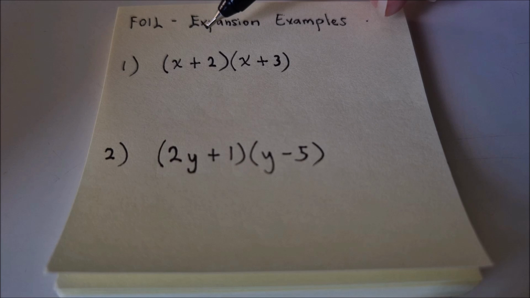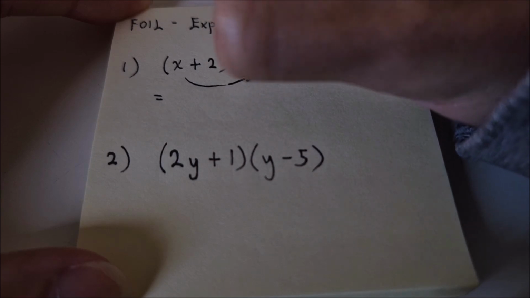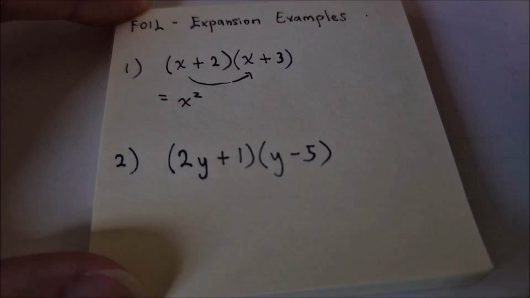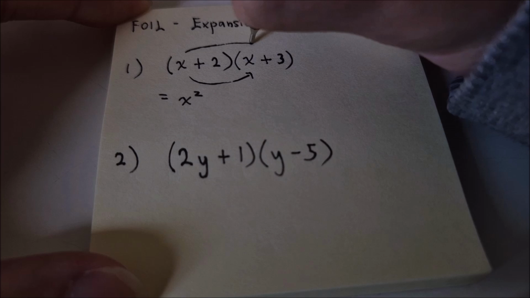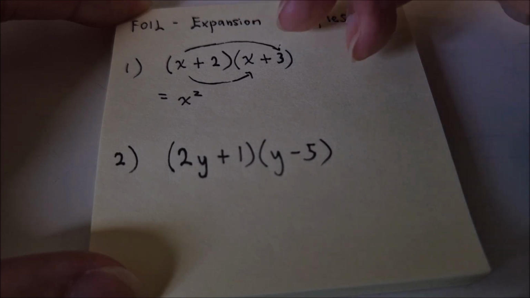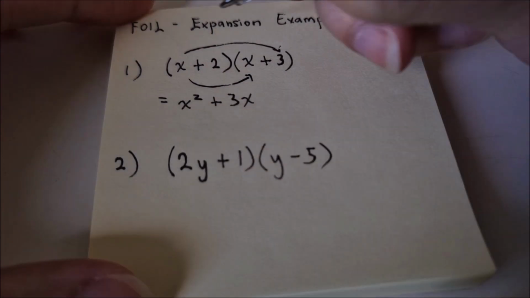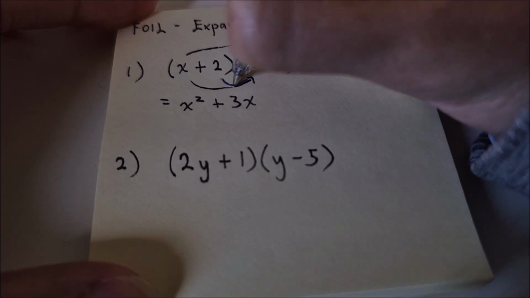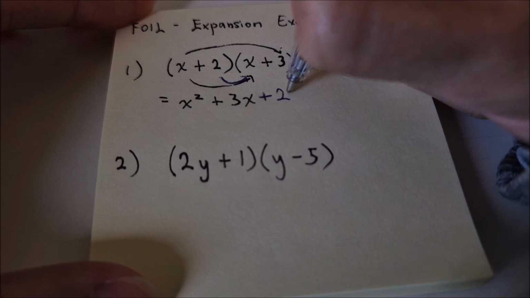We have (x + 2)(x + 3). x times x is x squared. And then we have x times 3, plus 3x. And then 2 gets multiplied by this x, 2x.